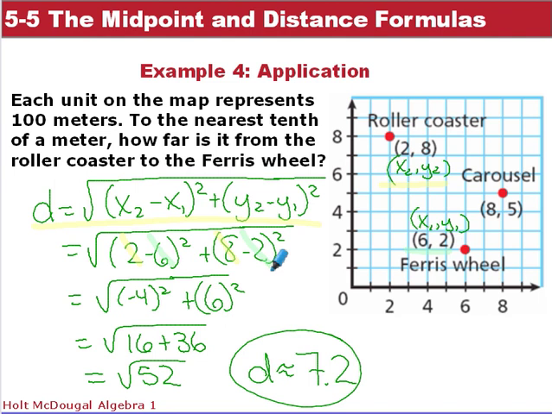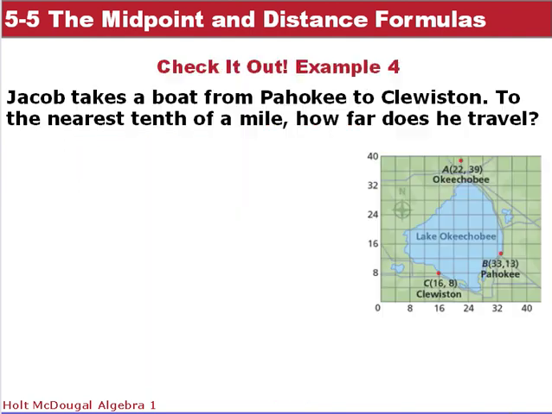2 minus 6 is negative 4, squared it's 16. 8 minus 2 is 6, squared it's 36. Add them together, we get the square root of 52. It asks us to go to the nearest tenth of a meter, so it's 7.2 meters. And your check it out.